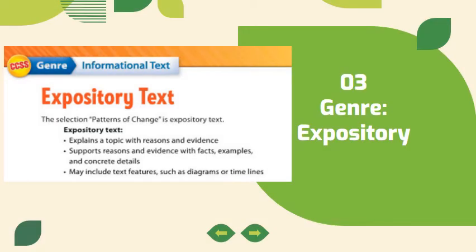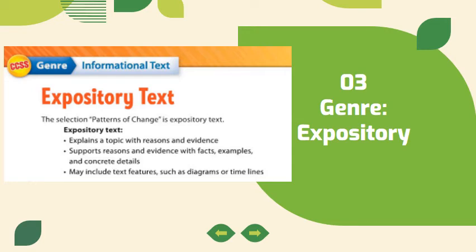So that was our lesson, which is not complicated at all. Everything is direct. The writer is just giving you information and facts. So since the writer is giving us information and facts, the genre of our text is informational text or expository text, which is something that's not new. The selection Patterns of Change is expository text.